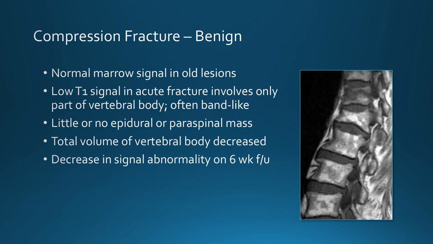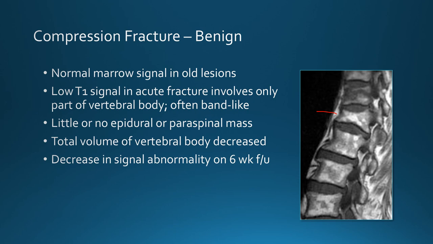We frequently see compression fractures in the spine, and we need to determine whether a compression fracture is benign or related to a metastasis. So look at the bone marrow signal. If it's an old lesion, like in this, normal bone marrow signal. So if you see normal bone marrow signal, we know that's an old benign compression fracture.